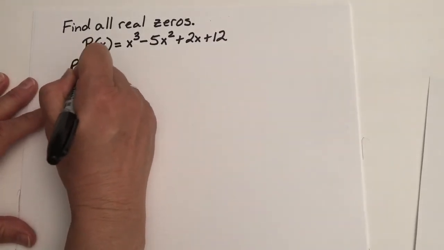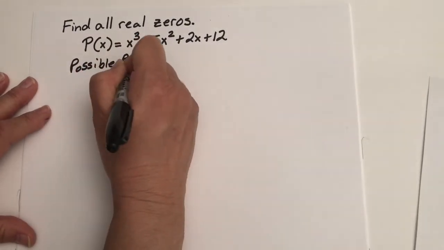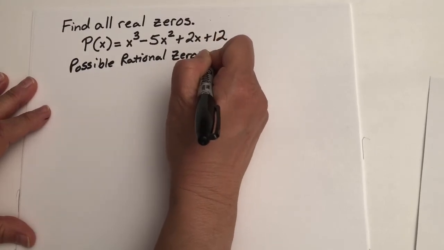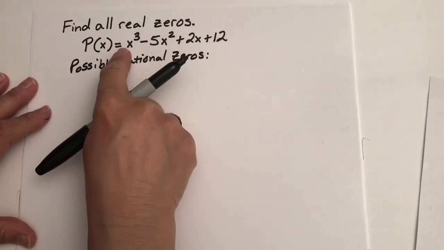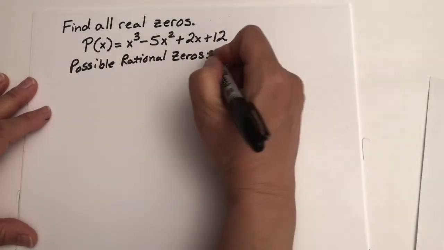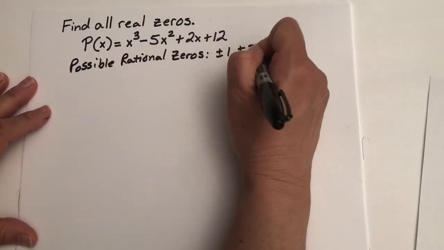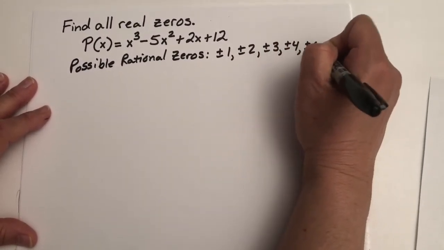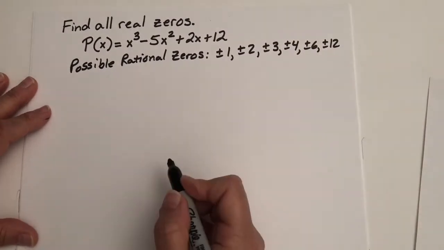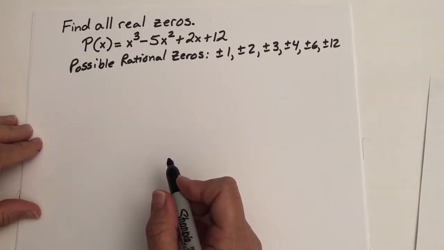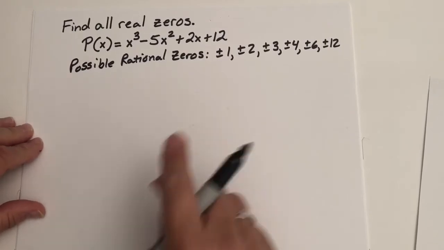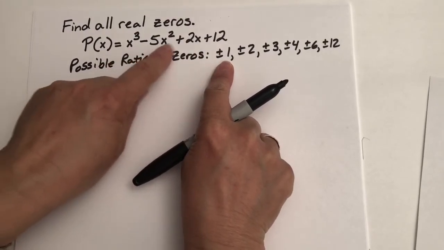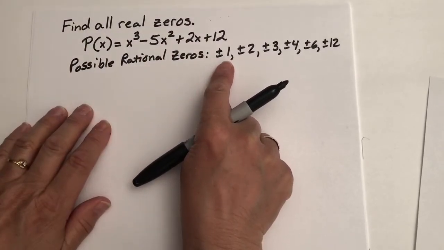So our possible rational zeros are any factors of 12 over any factors of 1. So plus or minus 1, plus or minus 2, plus or minus 3, plus or minus 4, plus or minus 6, and plus or minus 12. So, a few to roll through to get to the result. Right? But again, we can do direct substitution of 1. 1 minus 5 plus 2 plus 12 is not going to give us 0.